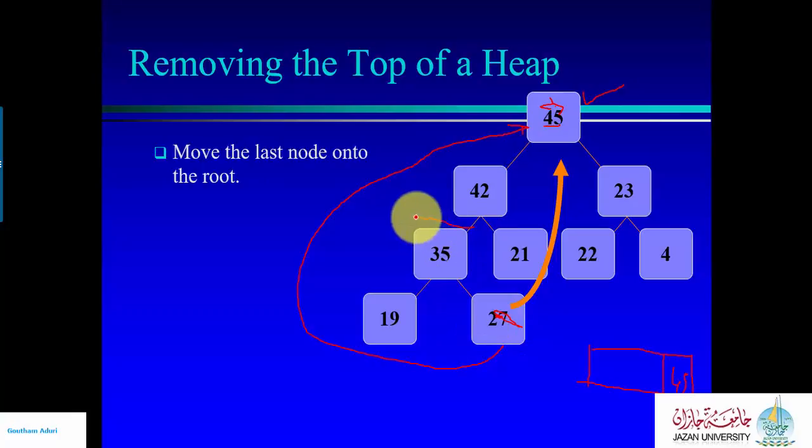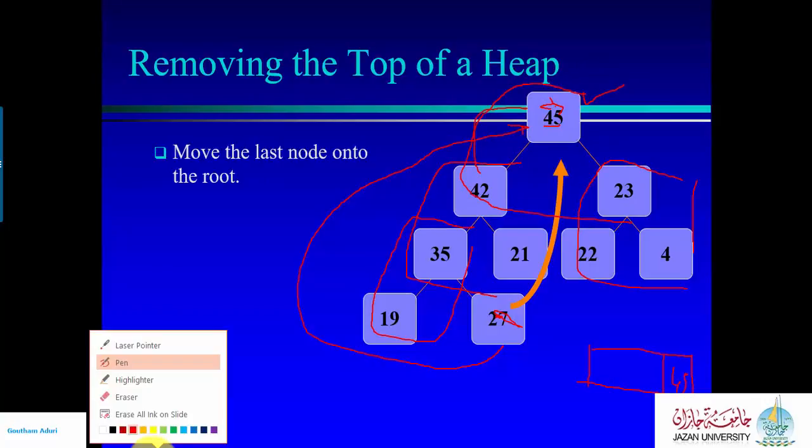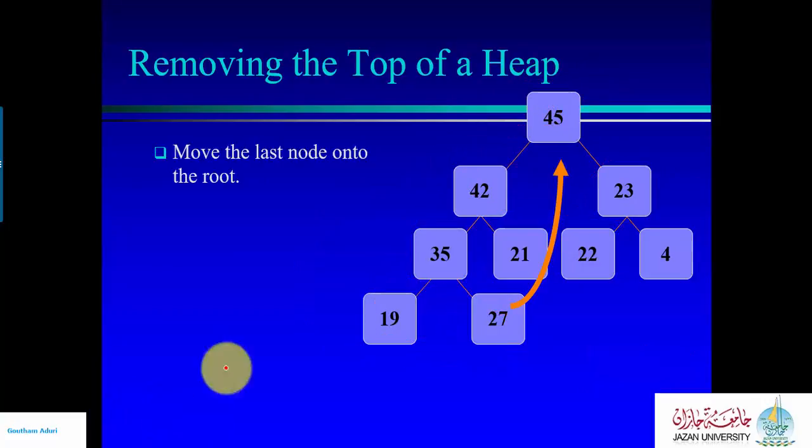And then you should try to see 35, 19, it's good. 23, 22, 24, the parent is greater. You should see whether the heap order property is there or not. And 42, 35, 21, it's there. But for this 27, you should see 27, 42 and 23. The 42 should go here. Let me just erase everything.